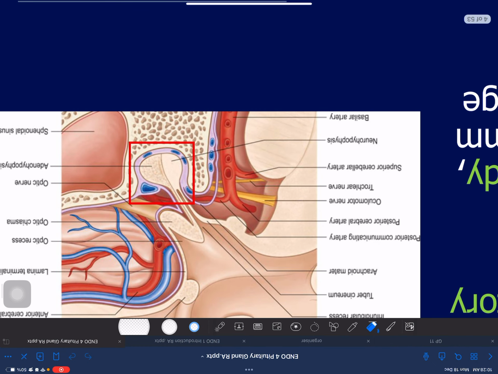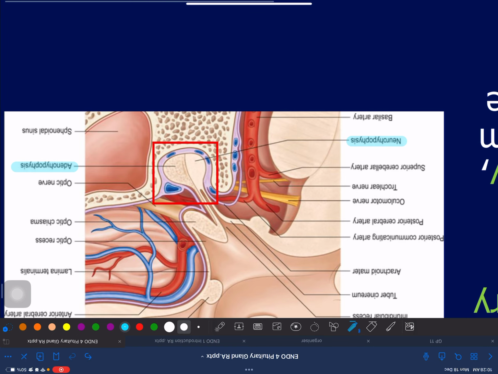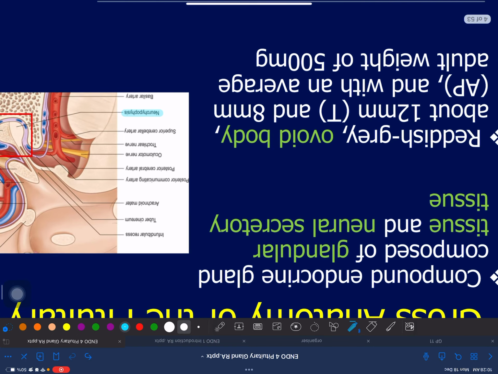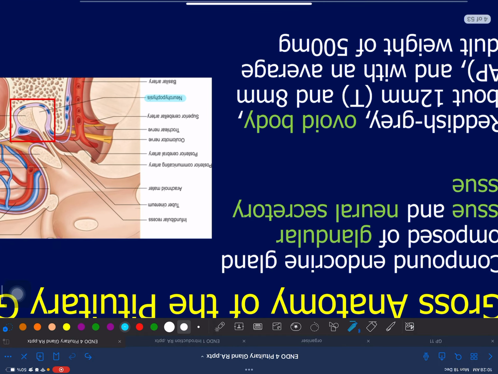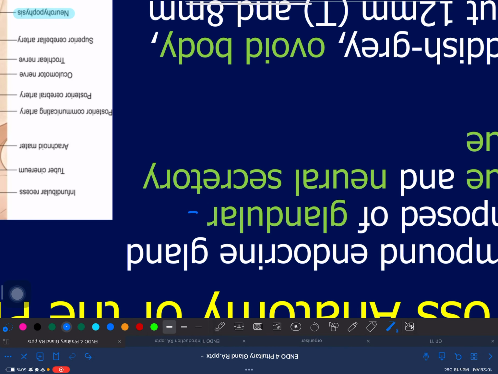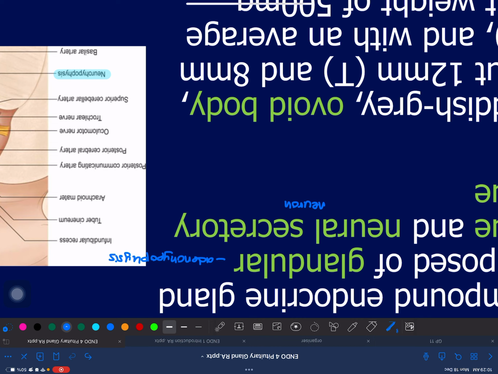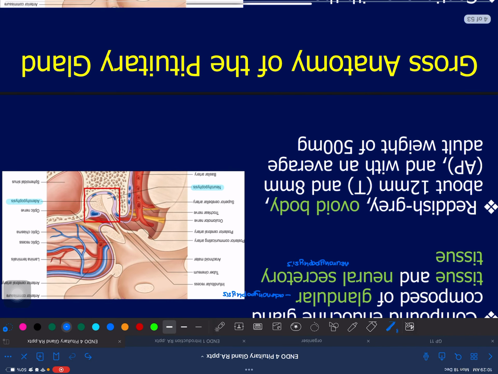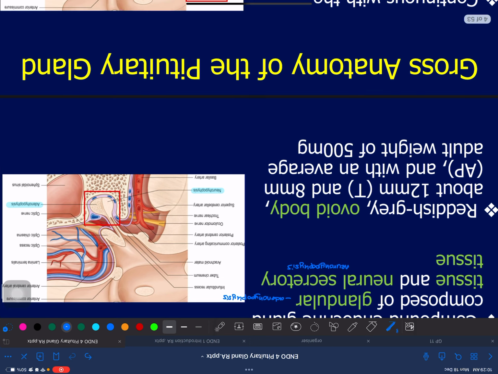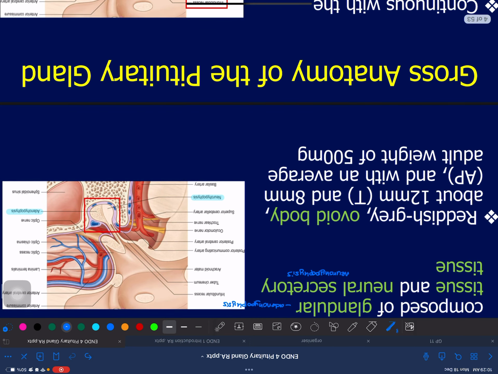So it's a compound endocrine gland composed of glandular tissue and neural secretory tissue. Glandular tissue tu means the adenohypophysis, which is the anterior pituitary. Neural secretory tissue is from the posterior pituitary or neurohypophysis. Actually it's a reddish grey ovoid body, about 12 mm transverse and 8 mm AP. So kecil je kan, about 1.2 cm times 0.8 cm, an average of 500 mg.